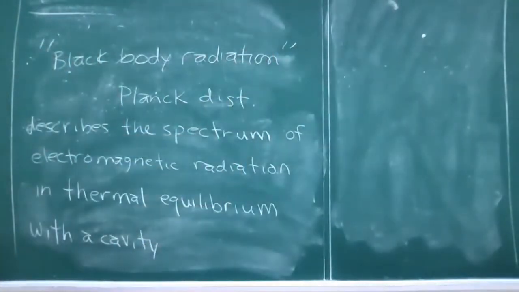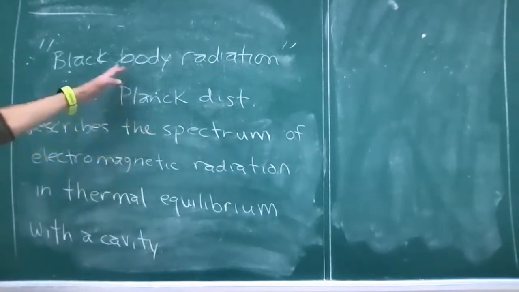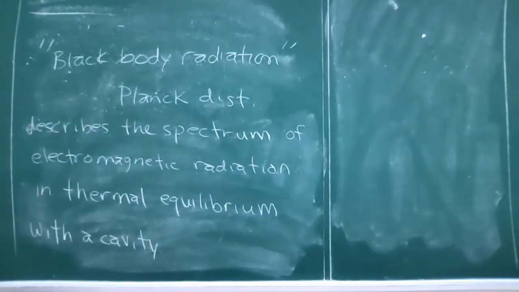So we know that the sun is an emitter that shows a spectrum similar to a black body. How similar is it to a black body? George, how similar is the sun to a black body? It is almost a black body.